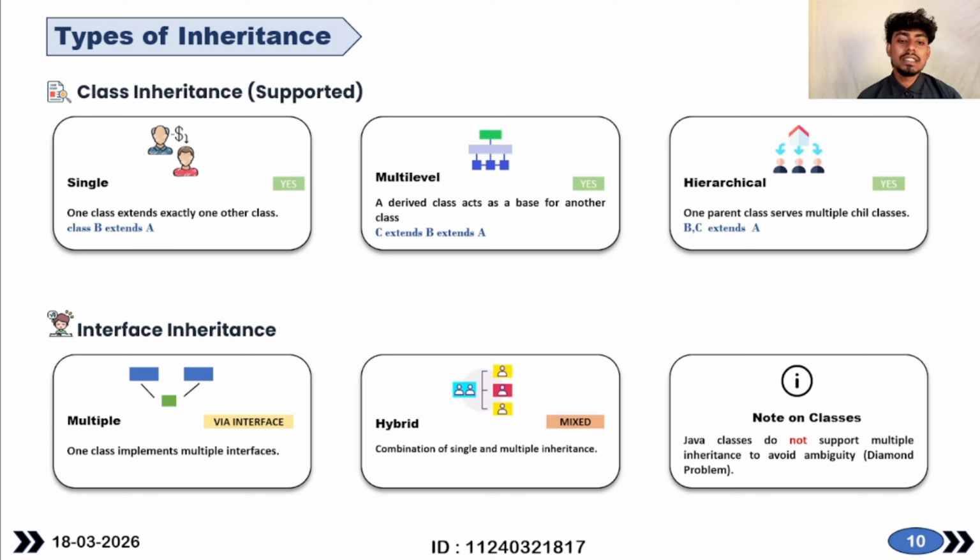To overcome this limitation, Java provides interface inheritance. As you can see, multiple and hybrid inheritance are possible via interface. This gives us the flexibility to implement multiple behaviors in a single class.